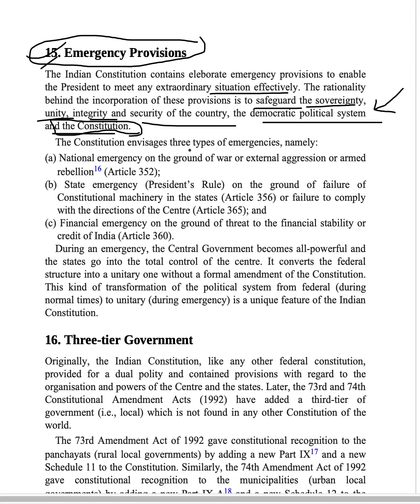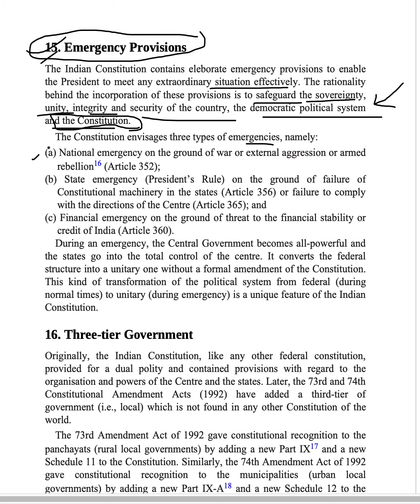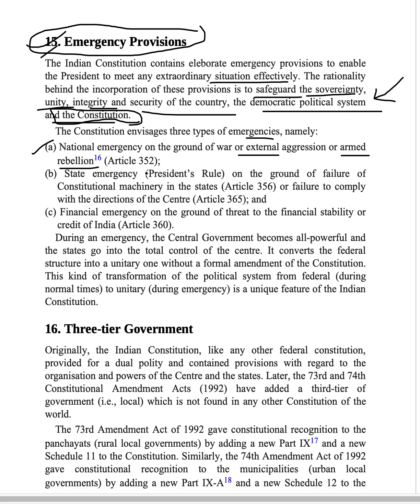The Constitution envisages three types of emergencies. We just talked about it earlier. First is national emergency on the ground of war or external aggression or armed rebellion. So this is Article 352. A certain amendment was done, so we will see that later.